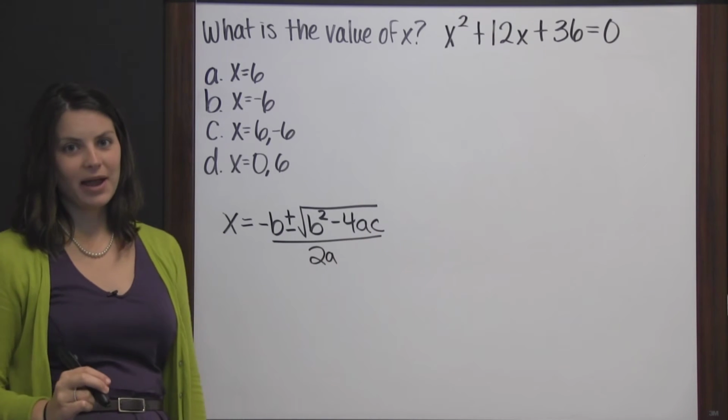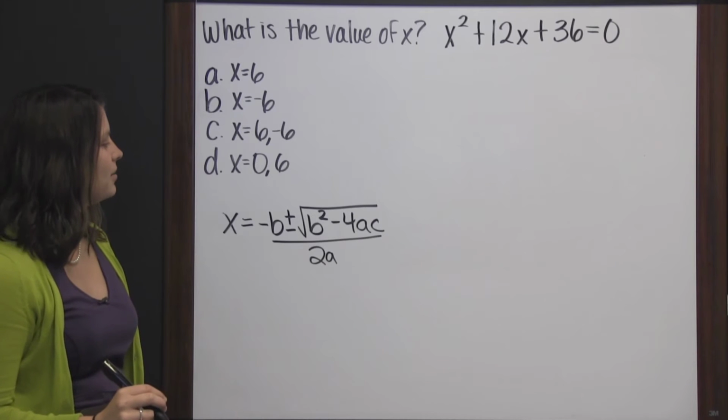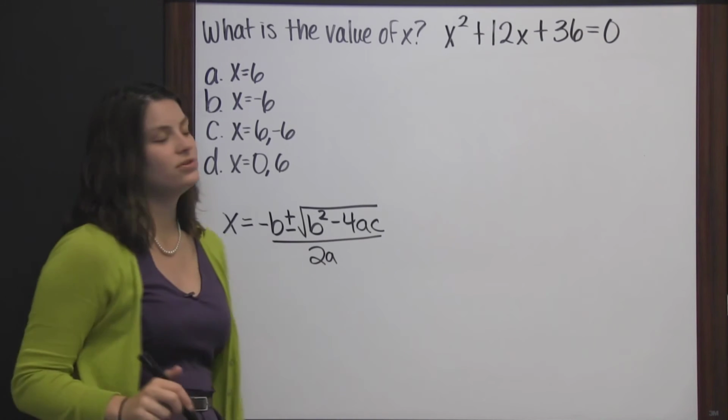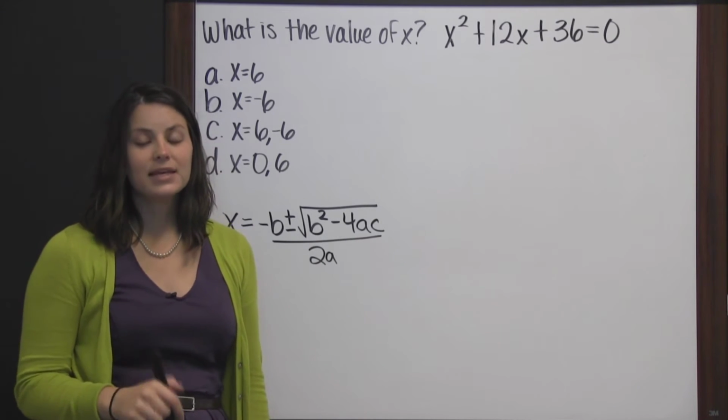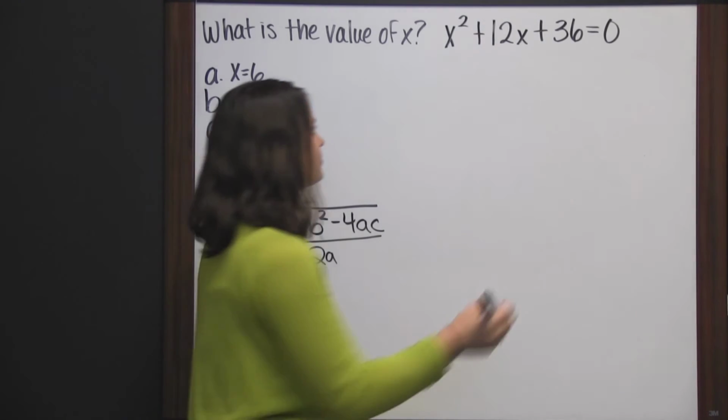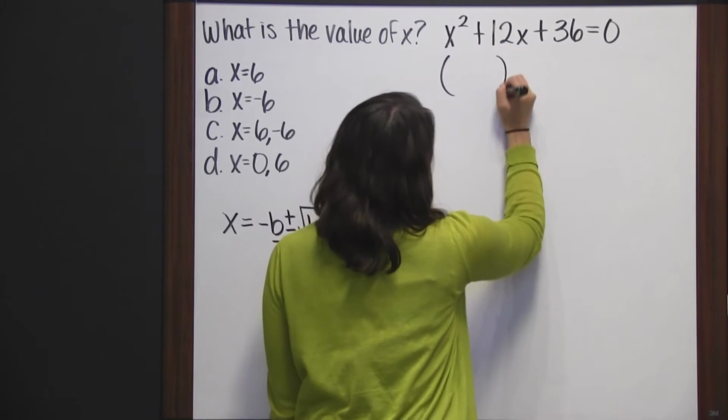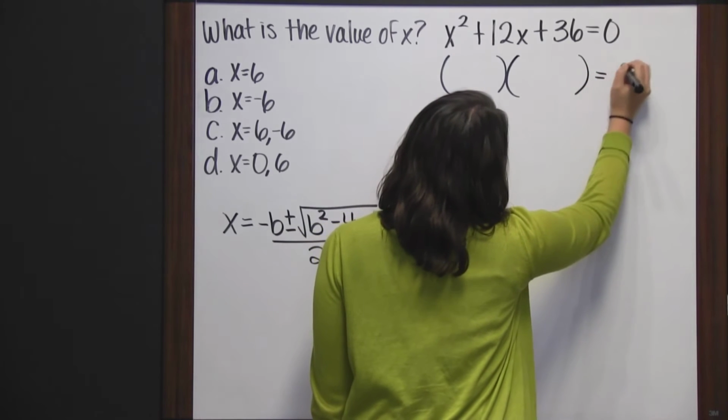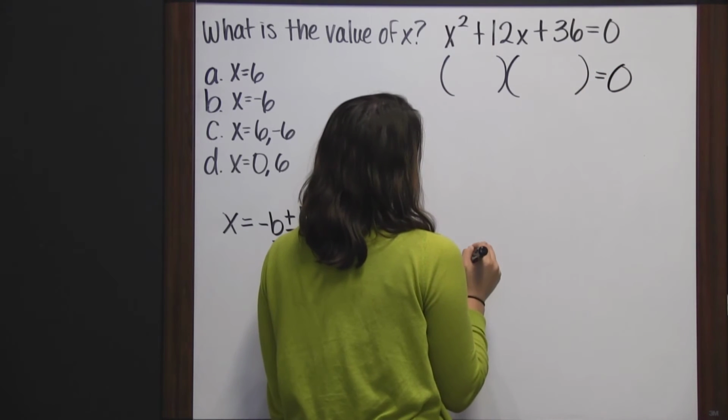But there is another way to solve this that may even be a little bit easier than using the quadratic formula, and that is to factor. So I'm going to factor this trinomial into a binomial times a binomial.